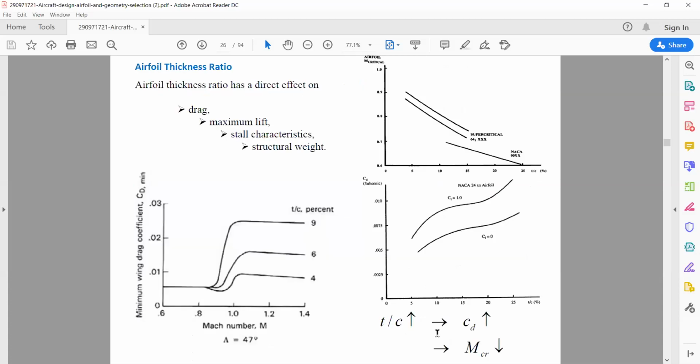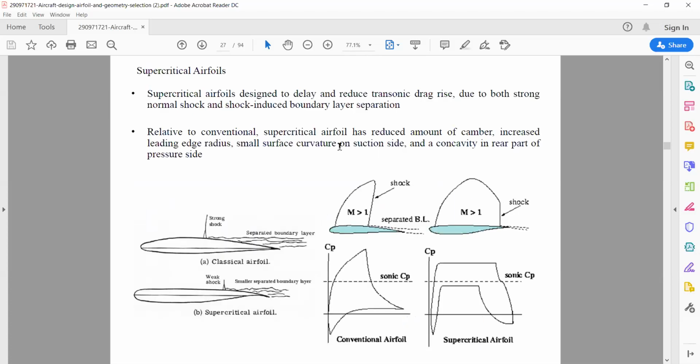Okay. And airfoil thickness ratio has effects on drag, maximum lift, stall characteristics, and structural weight. So always remember, the airfoil thickness to chord ratio is very important. If thickness is increasing, drag is increasing, and it also affects maximum lift, stall characteristics, and structural weight. And we can look here at supercritical airfoils.